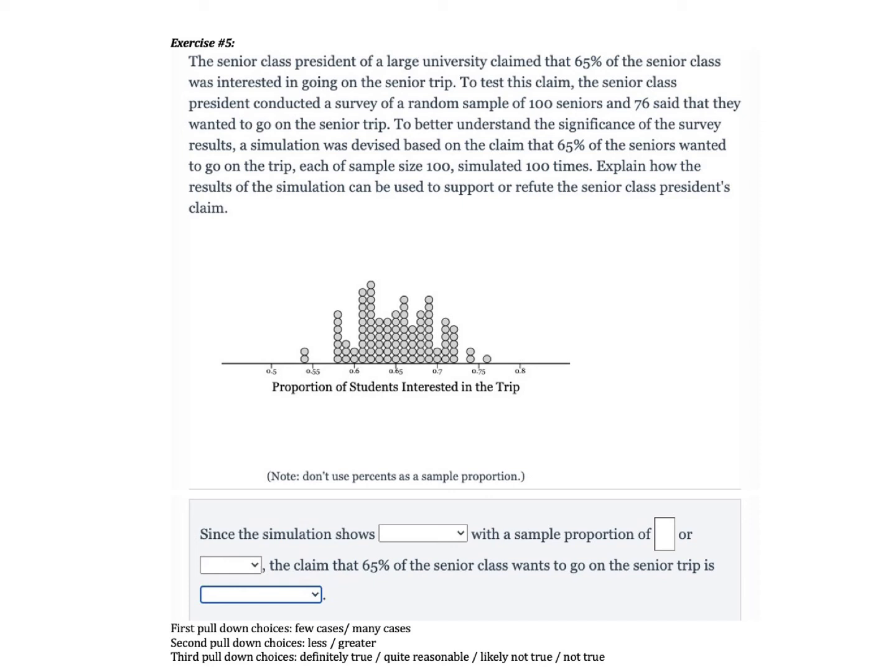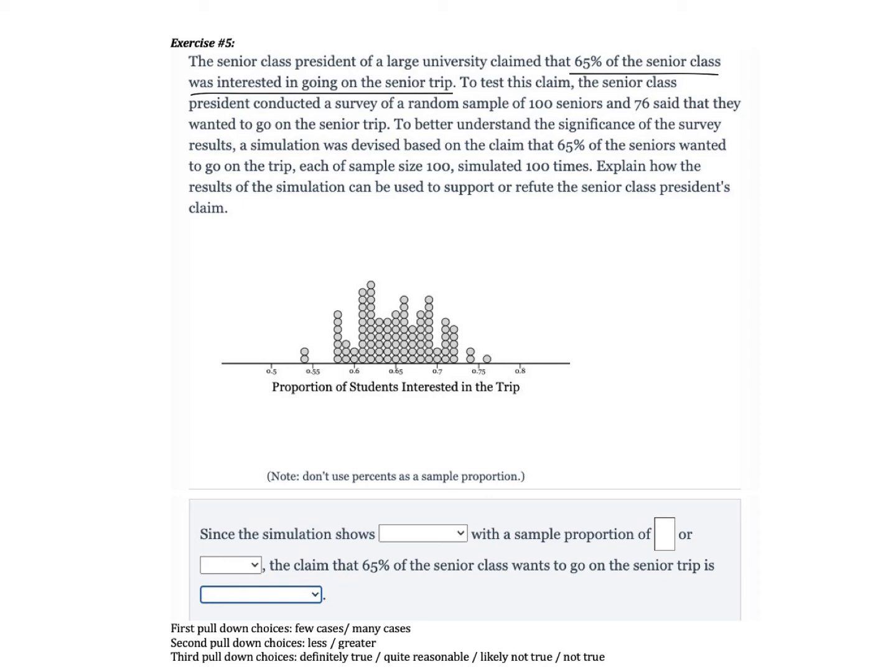So on the next page, we have our other type of Delta math question. We'll just read through it. The senior class president of a large university claimed, so we see once again a claim. Remember last time, not really a claim, but we were hoping for the 30%. Here we have a claim that 65% of the senior class was interested in going on the senior trip. So that's what he claims.